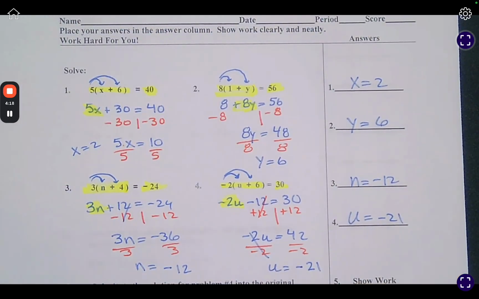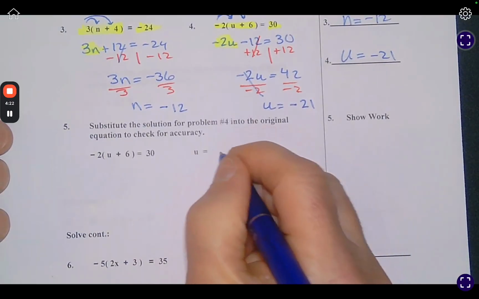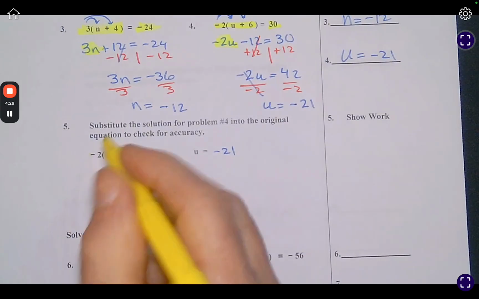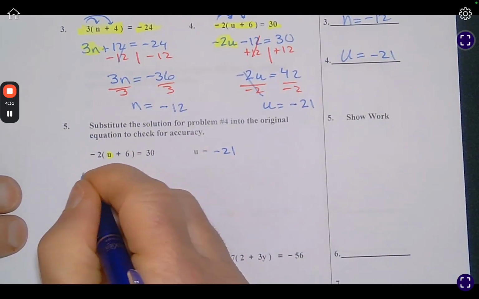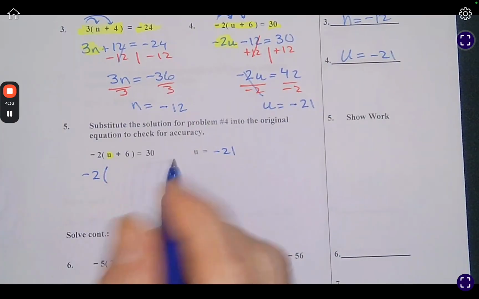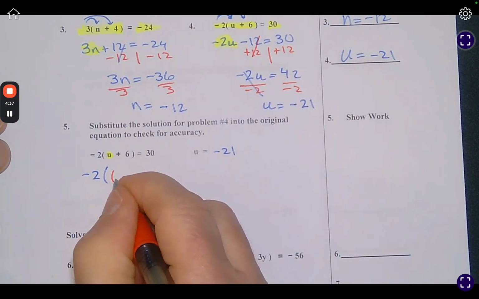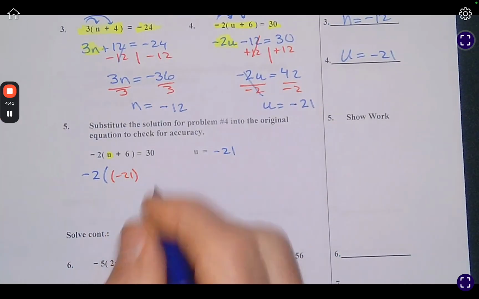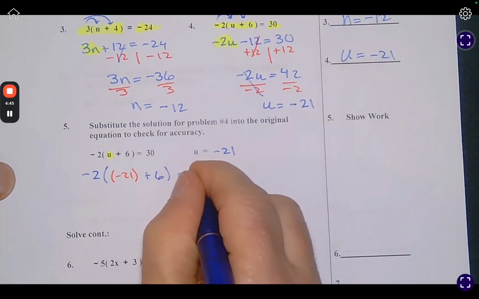Oh, they want me to check it. I'm going to check it. U is negative 21. So I'm going to go right here, and I'm going to substitute that value in. So negative 2 times. Now I know I got a parenthesis there, but I always like to put it in parentheses as well. I just think it's a good habit, so I'm going to do it again, even though it was kind of unnecessary. That's all right.